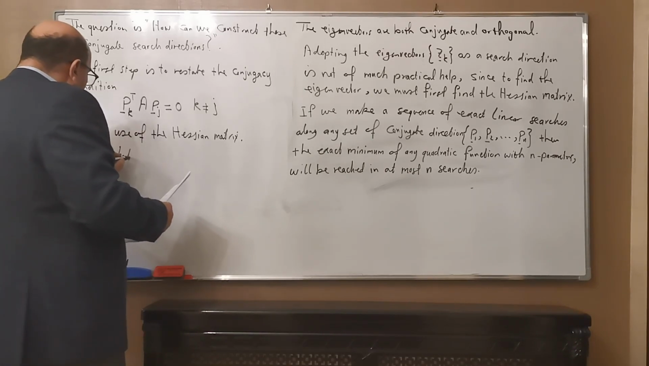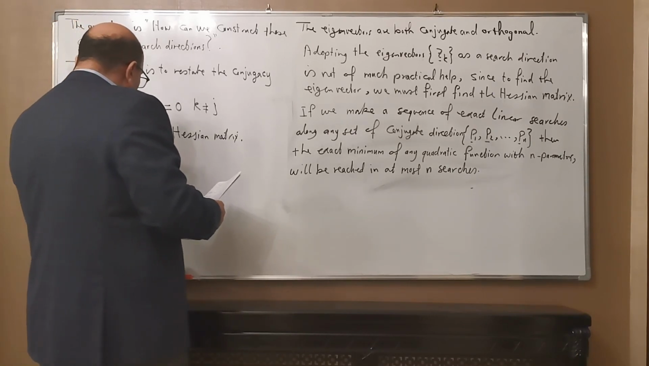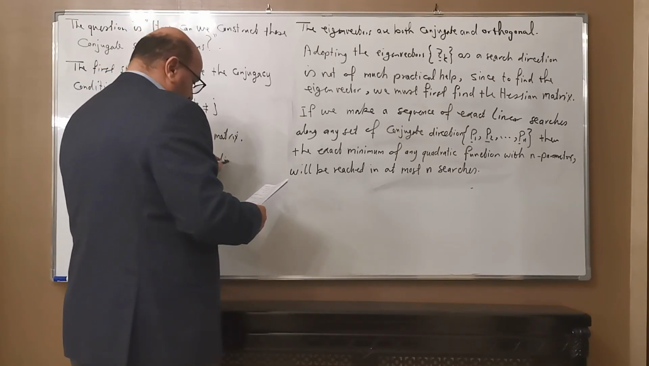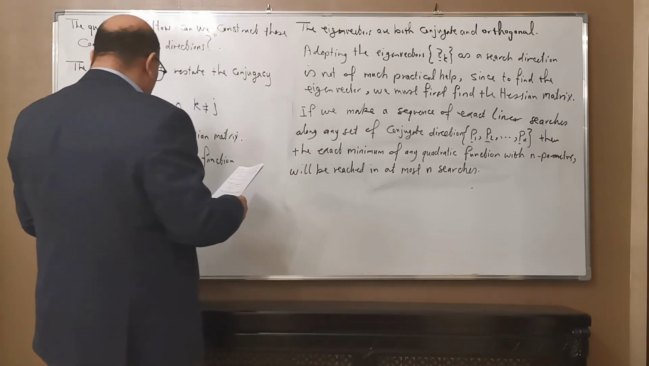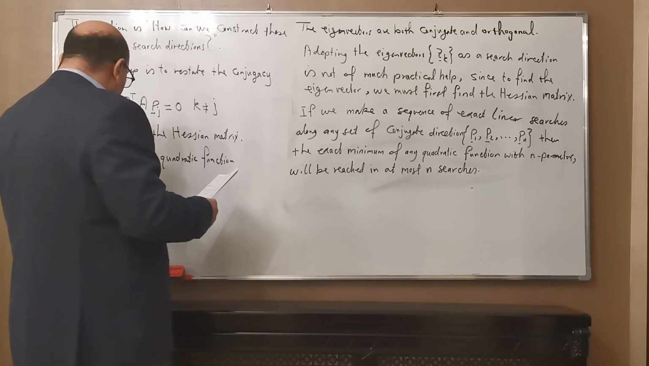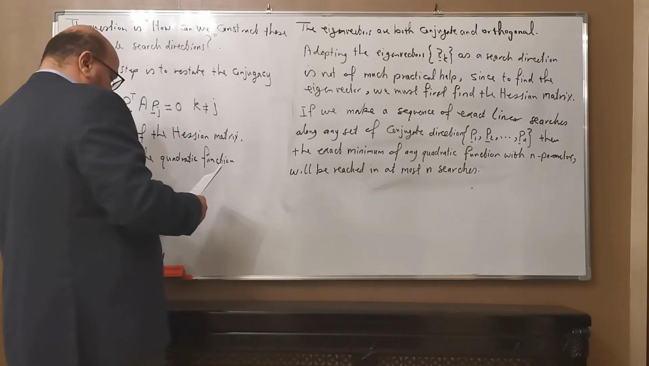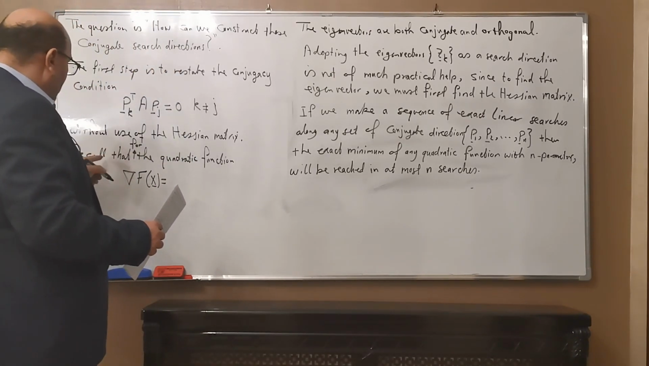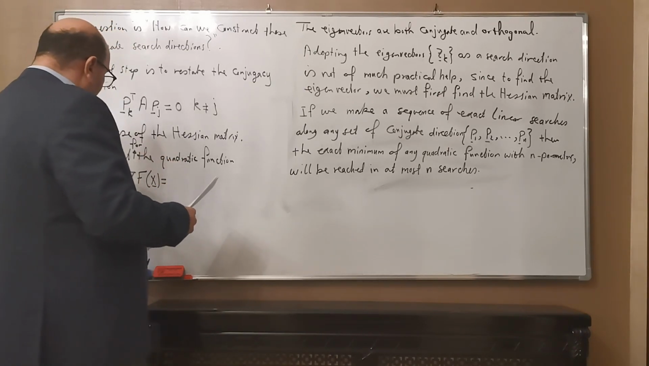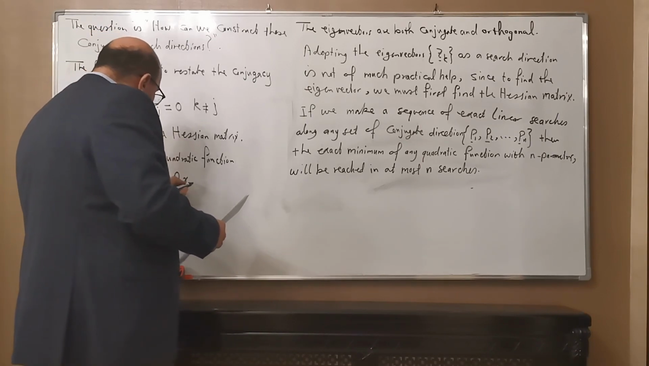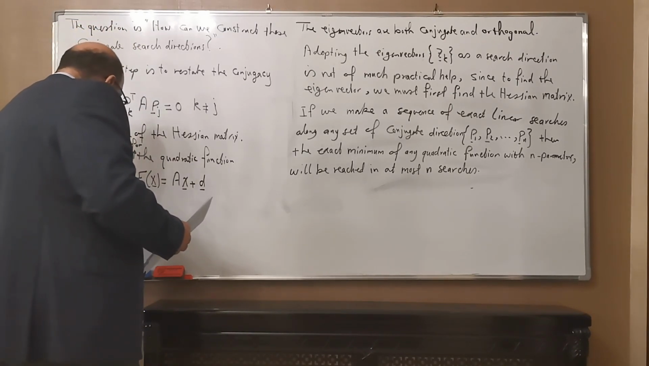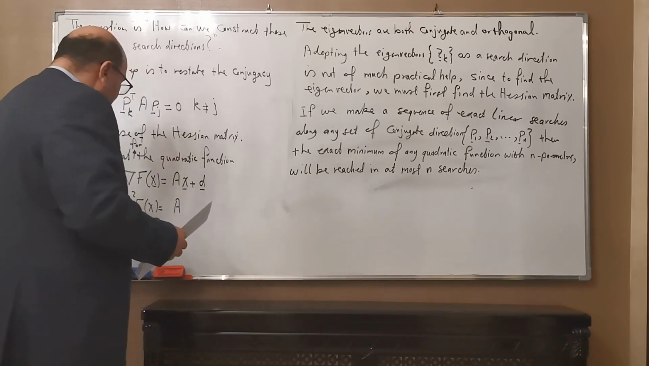Okay, so recall that for the quadratic function, the gradient of f of x is equal to Ax plus d, and the Hessian of f of x is equal to A. Okay?